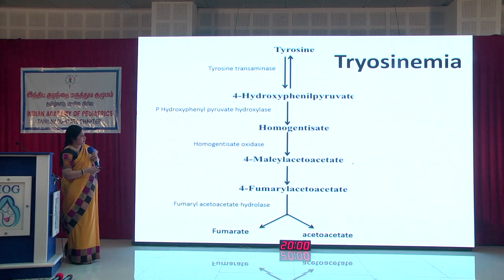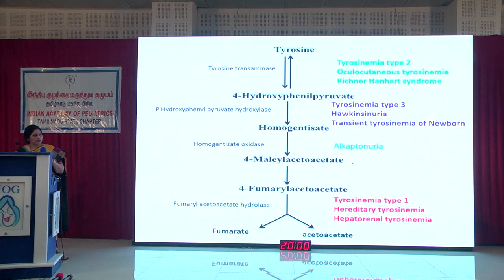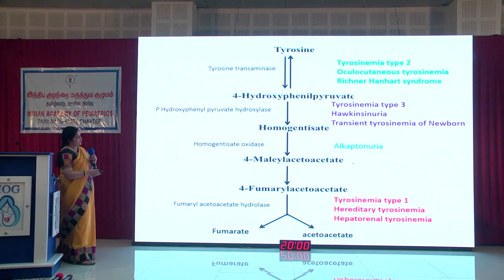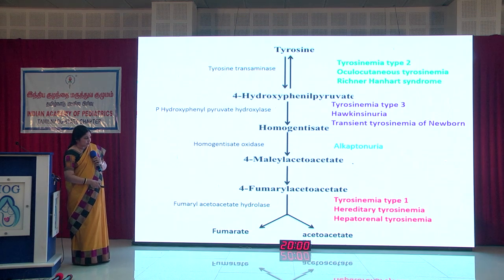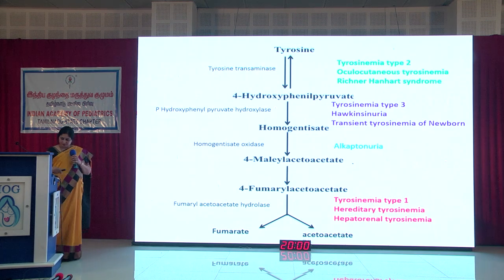Tyrosinemia. So what is type 1? Hepatorenal tyrosinemia, right? Type 1 is when the last enzyme of the catabolic pathway is defective, it is hepatorenal tyrosinemia.